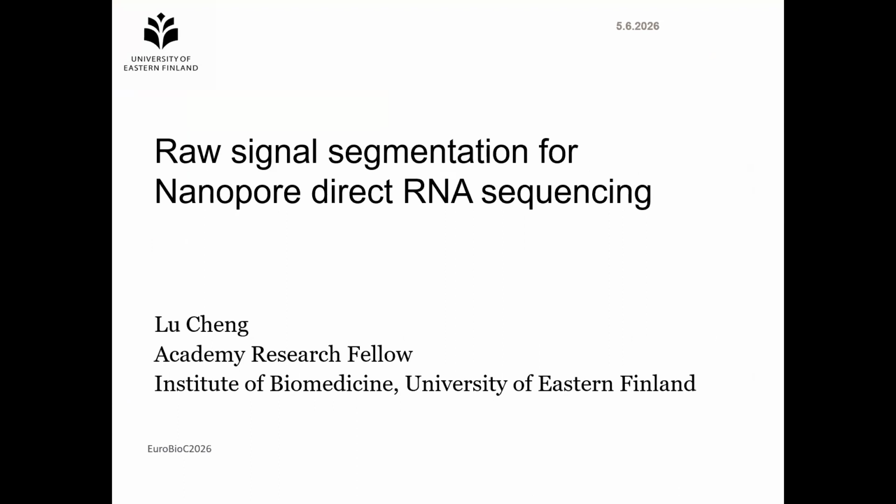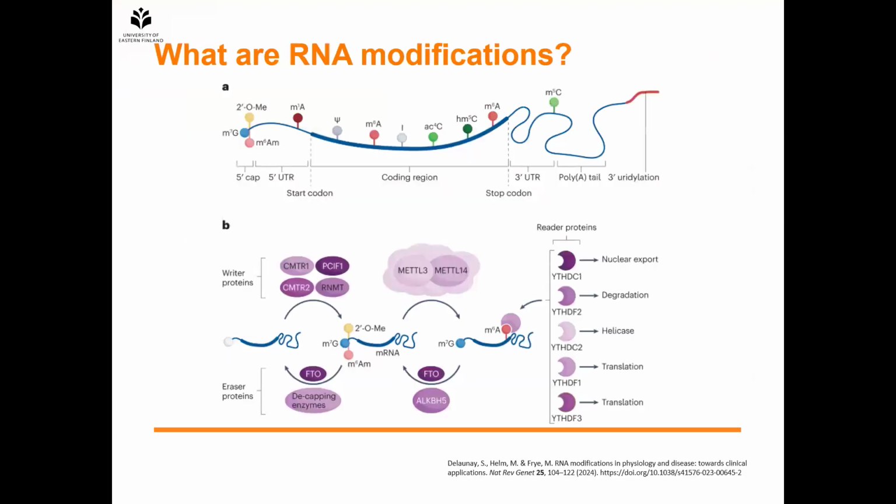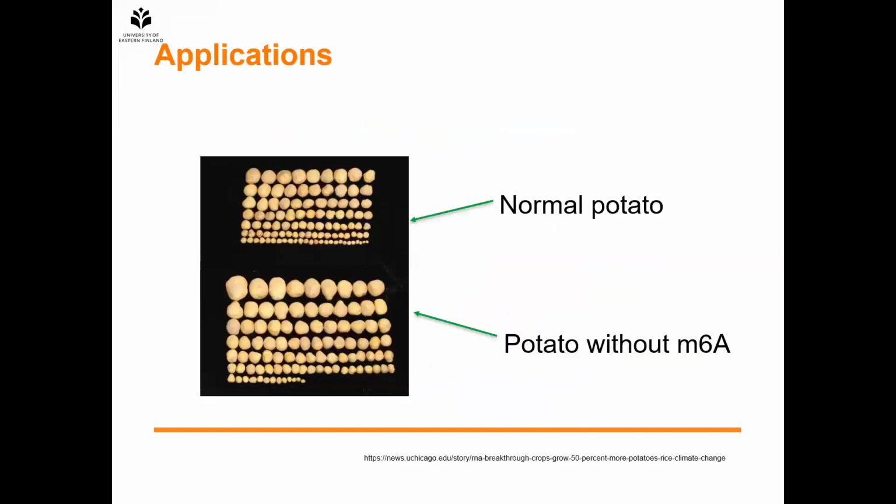Okay, cool. Hello, everyone. I'm Lu Chen from the University of Eastern Finland. So today we are going to talk about nanopore sequencing. We use nanopore sequencing to study RNA modification. So what is RNA modification? Basically, there are lots of modifications on RNA, and then we want to grow larger potatoes. So we study modification.